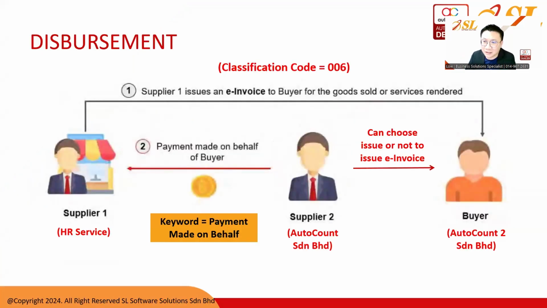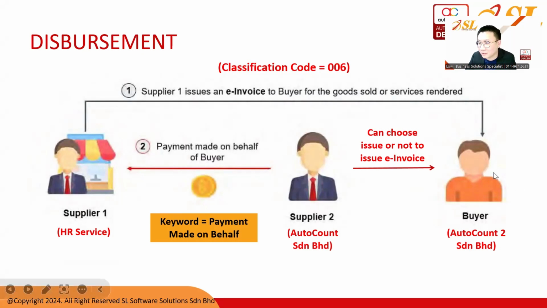For disbursement, for example, A and B company have the same owner. Then B company engages this HR service company to provide some advertisement on Facebook, on Google, whatever. After that, this HR service company will bill B company 3,000. Unfortunately, B company doesn't have enough money to pay, so it asks A company to pay first. A company will pay, regardless that the invoice is billed to B company. So after 2 months, 3 months, A company asks for the money back from B company.